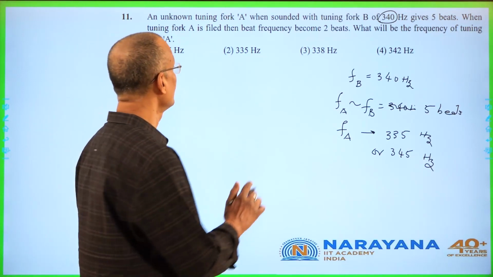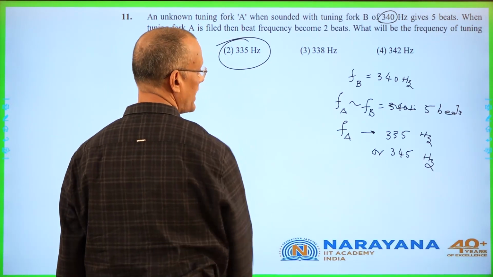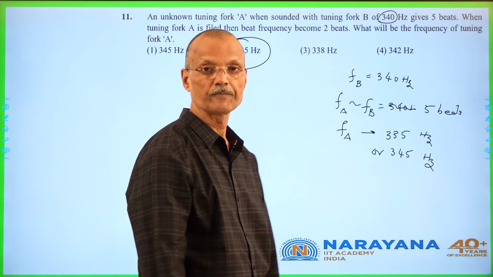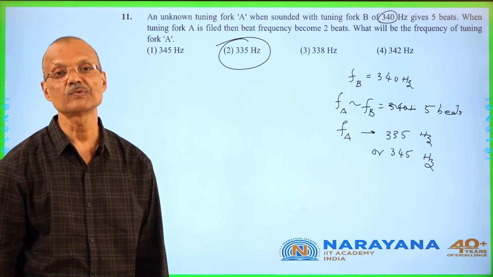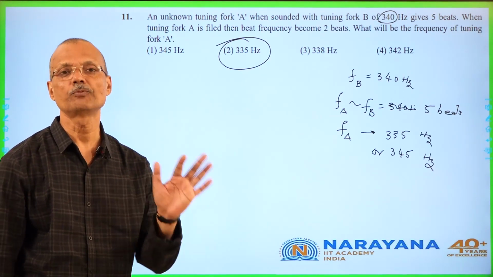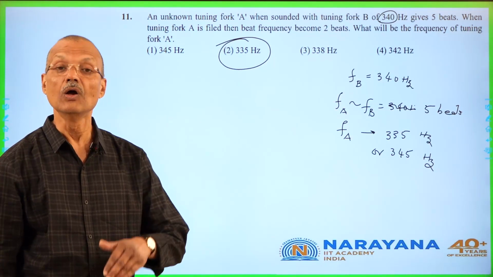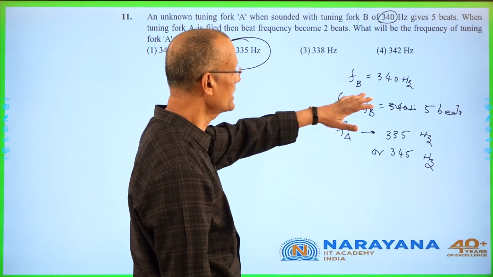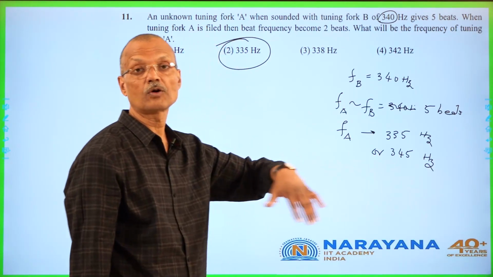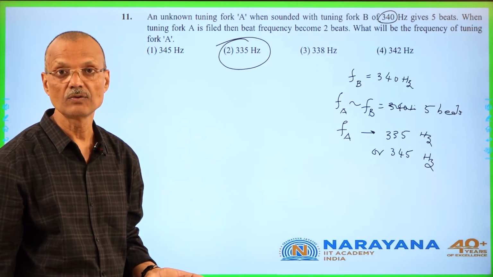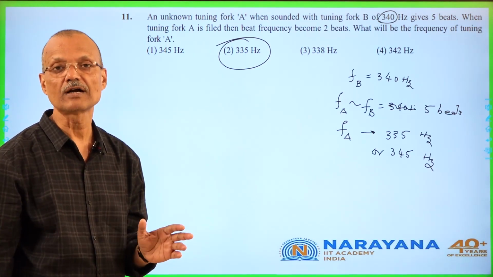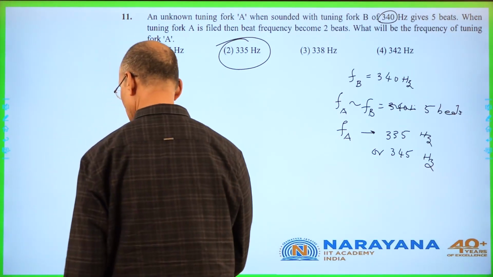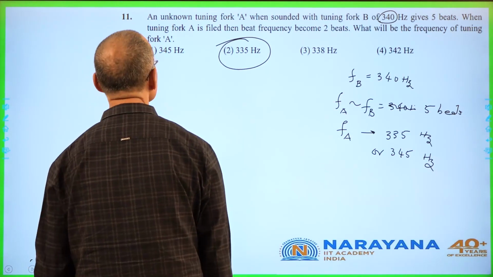The answer here will be 335 Hertz. The reason is, when you are filing a tuning fork, you know that the frequency increases. Two things are there: either you put wax, and the frequency decreases, or when you are filing, the frequency increases. So when frequency increases, if I take 345, the number of beats per second should increase. So the answer will be 335. After filing, it has become 338. Clear to you? Let us move now to the next question.